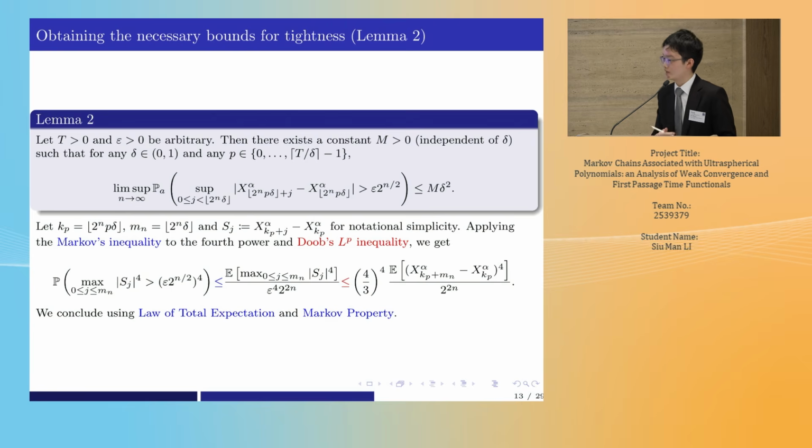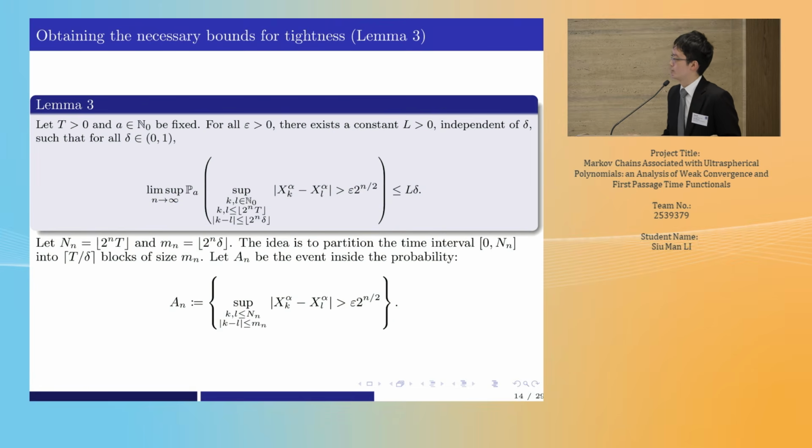For the second lemma, we take the fourth moment bound and use it to control the fluctuations over some time blocks. We use the Markov inequality and Doob's inequality to obtain this inequality. So we conclude using the law of total expectation and the Markov property, and this is what we obtained.